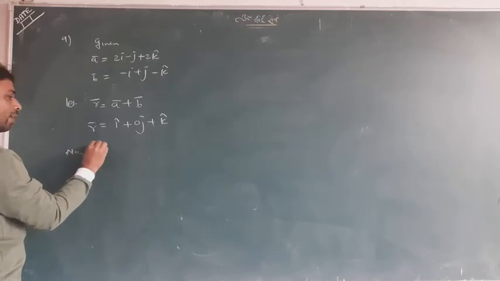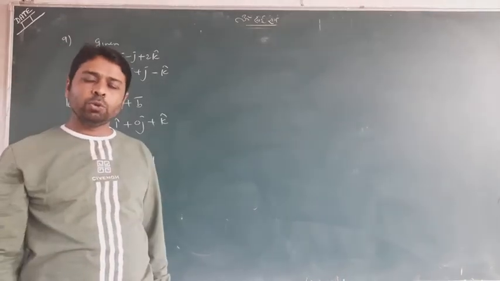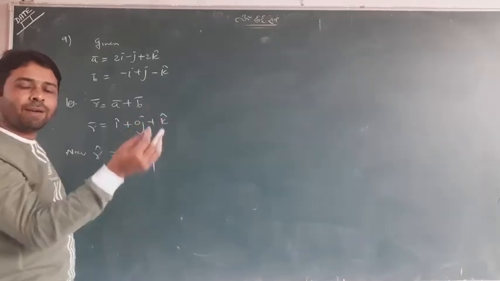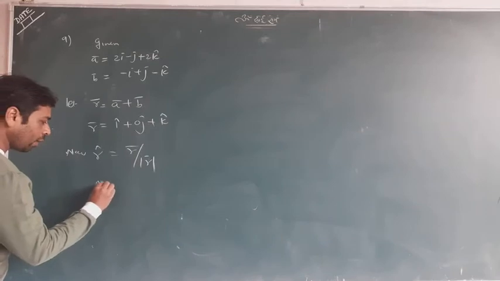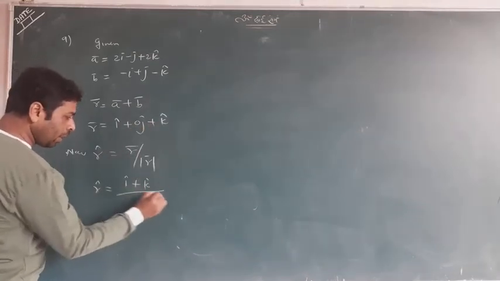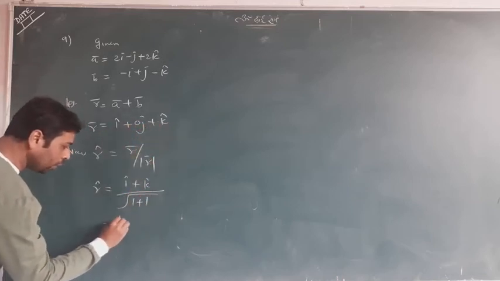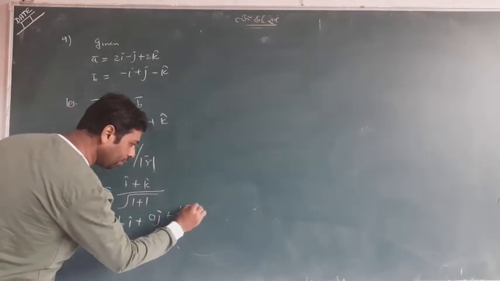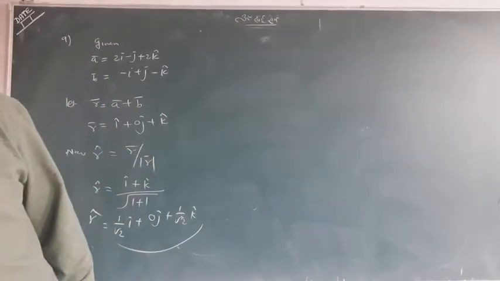Now the unit vector is what you had to find. You had to find the unit vector along A plus B. So A plus B equals R. Now we want to find the unit vector along R. So R cap equals vector R, which is i plus 0j plus k, upon mod R, 1 square and 1 square meaning 2. So 1 by root 2 i, 0 j and 1 by root 2 k. That is the R cap. Hope you are getting it. So easy it was. Nothing hard.